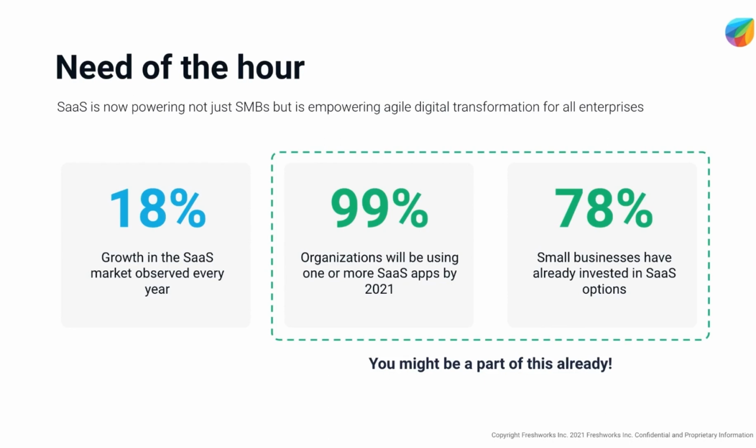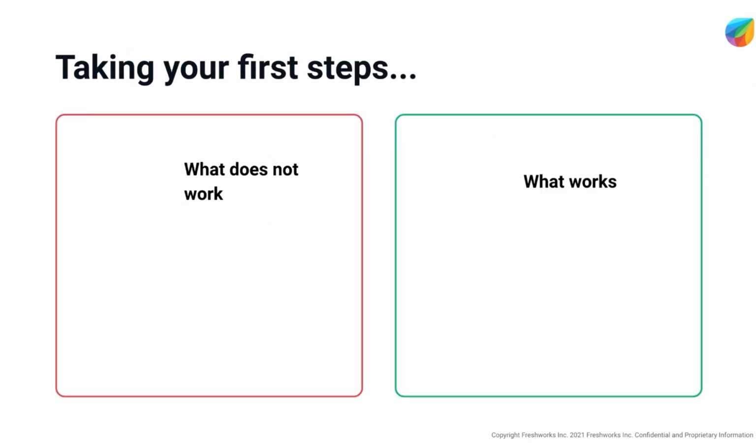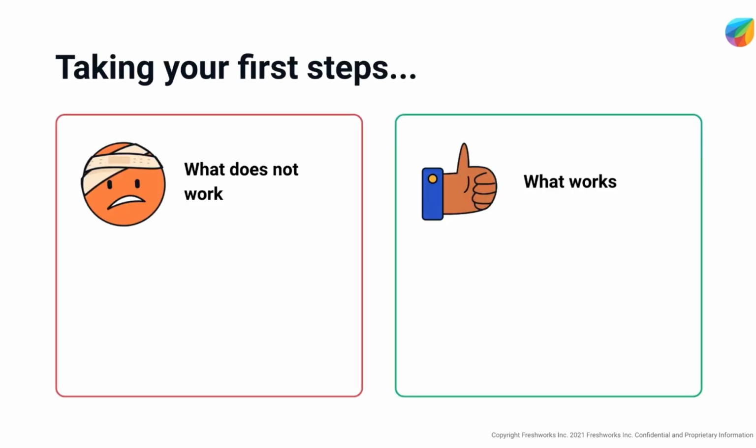You might already be a part of these organizations who have actively started adopting SaaS applications. So this might be the right time for you to take the first steps to set up SaaS management processes for your IT teams. When you're taking your first steps, there are certain things that can work and certain things which will not work. The first thing that will not work is if you stop with just discovering your SaaS applications; this will not be a scalable SaaS management process.